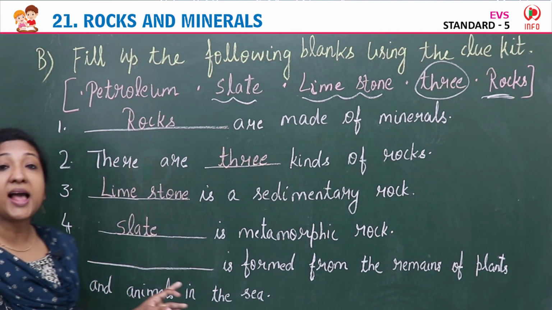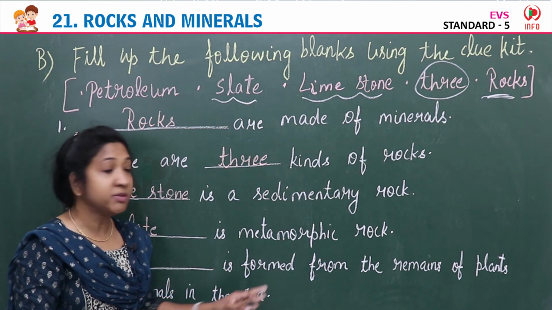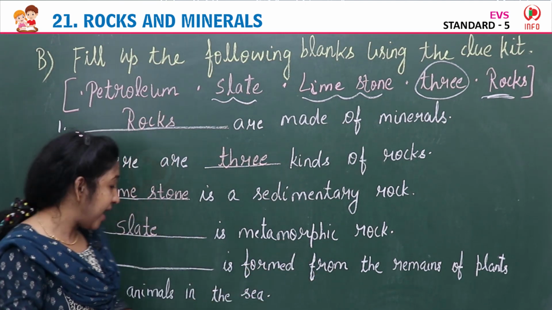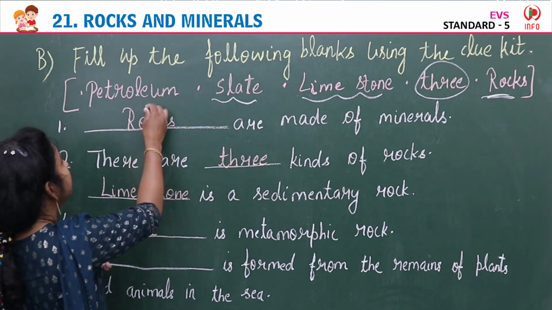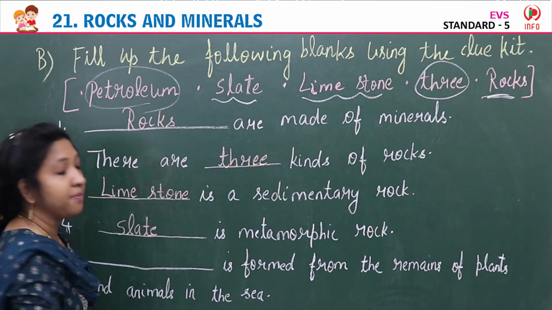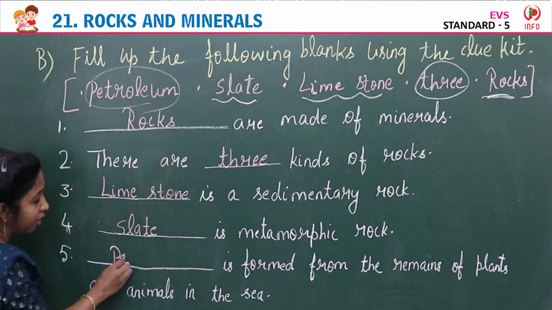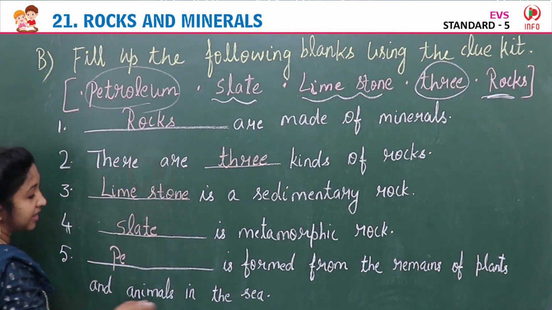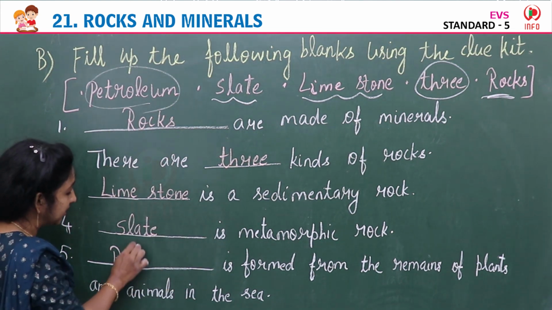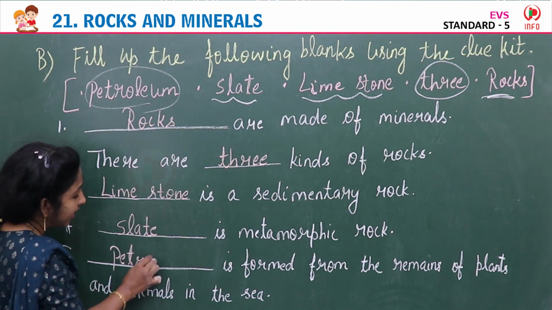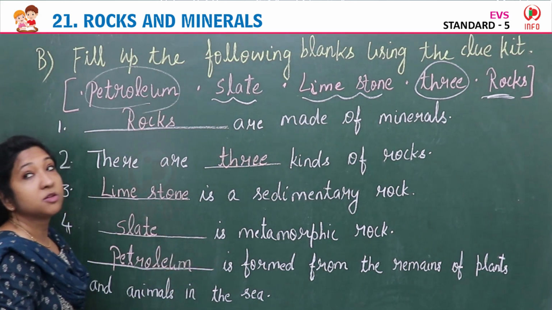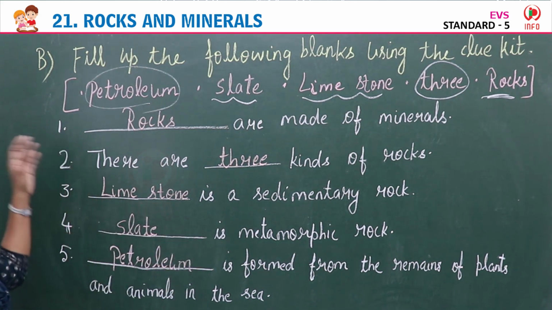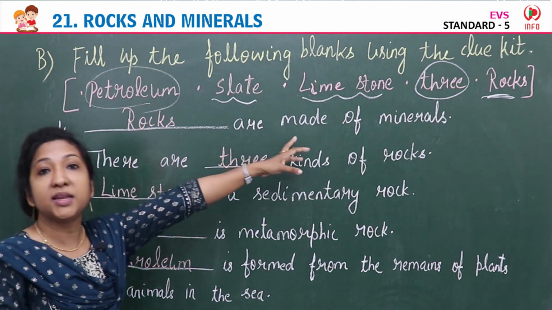Then fifth one, the last one, dash is formed from the remains of plants and animals in the sea. Yes, the answer is petroleum. Petroleum is formed from the remains of plants and animals in the sea. P-E-T-R-O-L-E-U-M, petroleum.